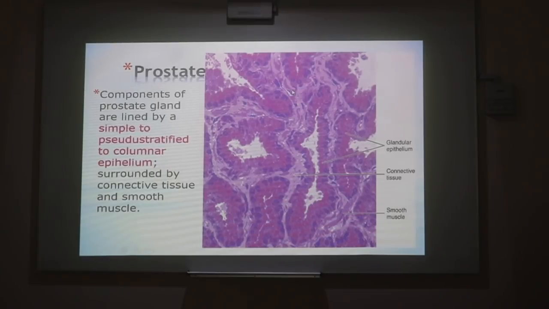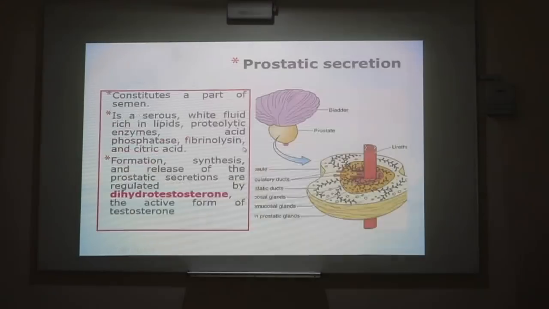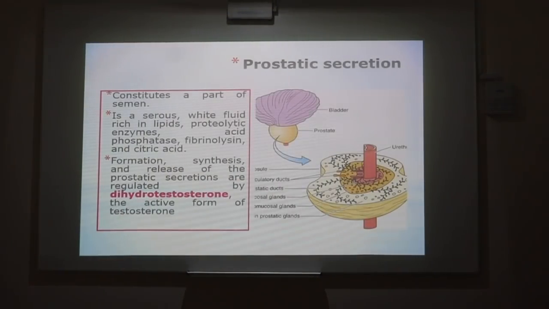This is a higher magnification picture of the prostate, and within the lumen of the tubuloalveolar glands, you would see the concretions which are called the corpora amylaceae. The secretions of the prostatic gland are white, rich in lipid, and contain proteolytic enzymes, including acid phosphatase, fibrolysin, and citric acid. Fibrolysin is important because it is going to lyse the fibrin within the semen and make it liquefied.